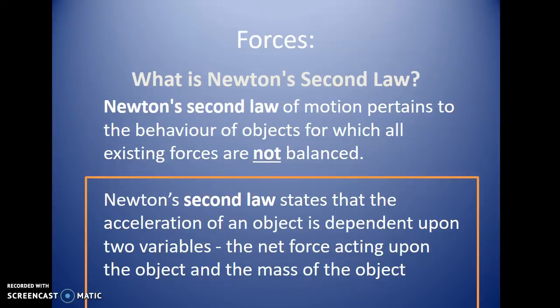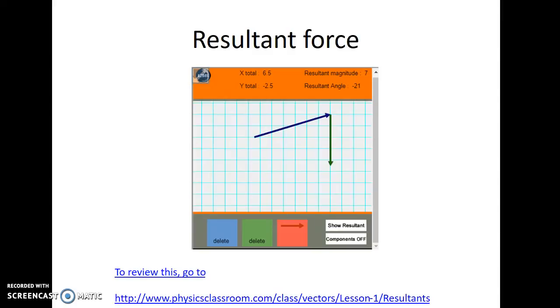So it talks about the behavior of objects for which all existing forces are not balanced. So the acceleration of an object depends upon the net force acting on it and the mass of the object. And the equation for that was F equals ma. Therefore, a equals F over m, force divided by mass.